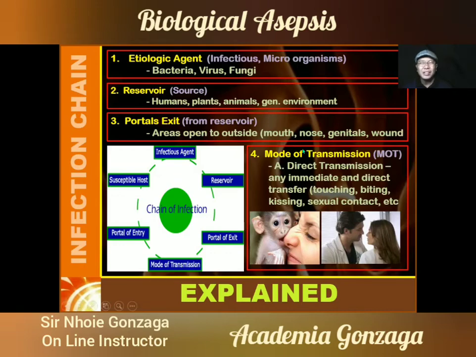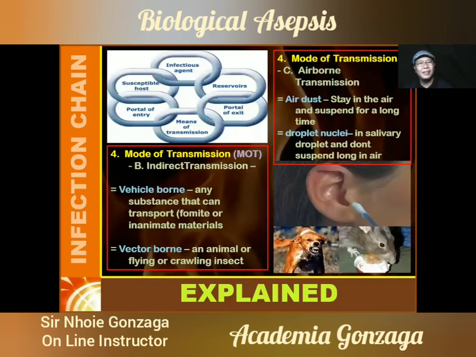Mode of transmission, this is how you transfer the disease. It can be direct transmission, meaning touching, biting, kissing, sexual contact. So it is really transmitting the disease from one person to another because of actual contact. It can also be indirect transmission. We defined a while ago a vehicle, when microorganisms are transferred by a non-living object, like an injection. It can also be transferred by vector-borne transmission. Our example earlier is when the mosquito carries a virus and transfers it to other people.